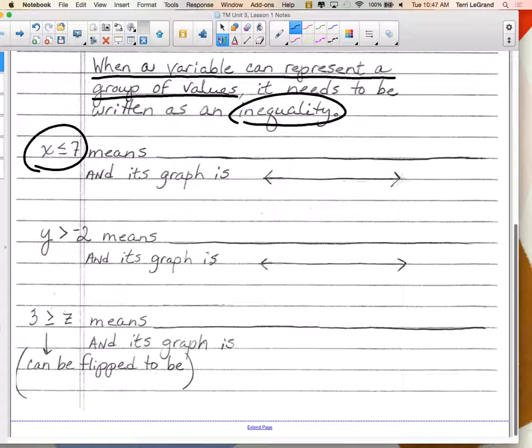What does that mean? Wade? X is less than or equal to 7. Yeah. X is less than or equal to 7. So 7 is part of the group, and any number smaller than 7 is part of the group.